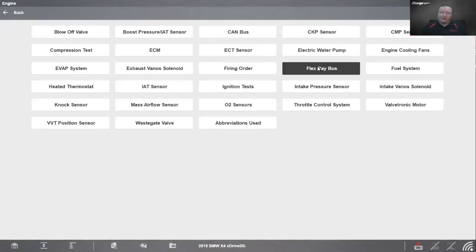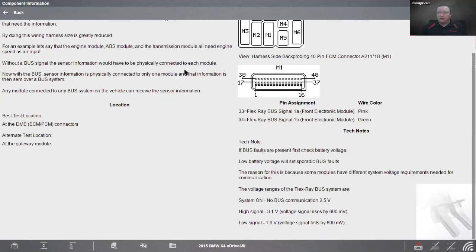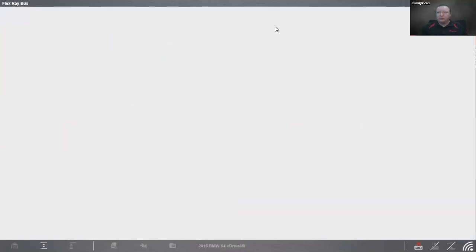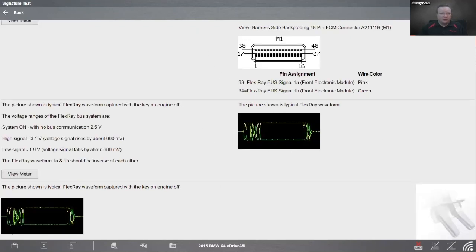All right, and then for FlexRay bus, right, we can go in there. It's going to tell us all about the bus. Doing this, the wiring harness size is greatly reduced, higher speed, better connectivity. No bus communication at 2.5 volts, just like CAN, and then it goes up to about 3 volts and down to about 2 volts. So that is about a 1 volt differential there. And then there is what my typical FlexRay data packet looks like there as well.